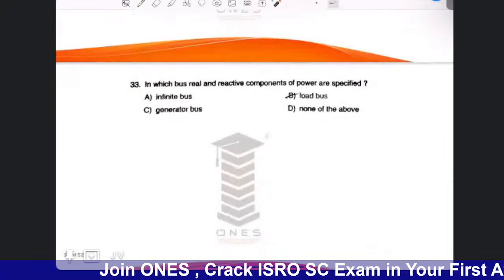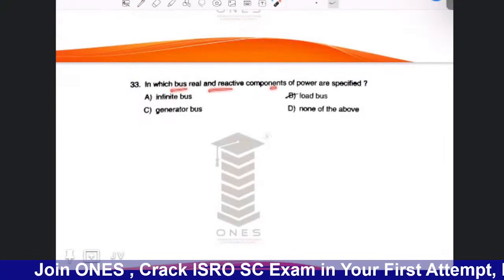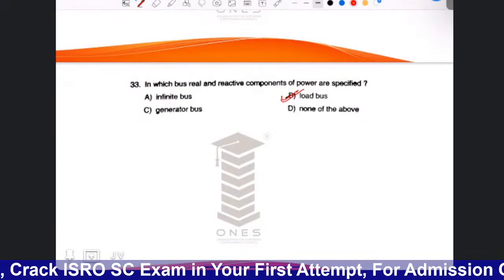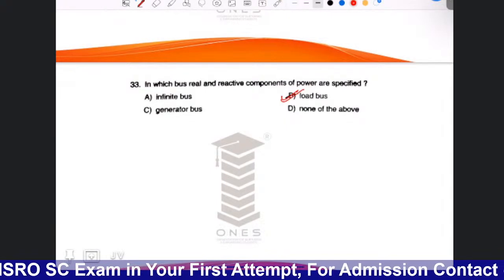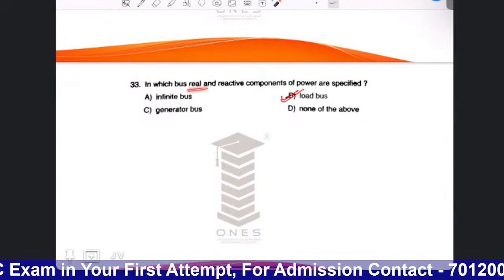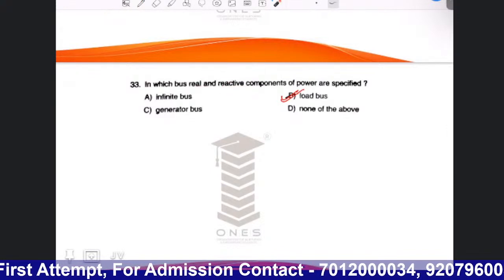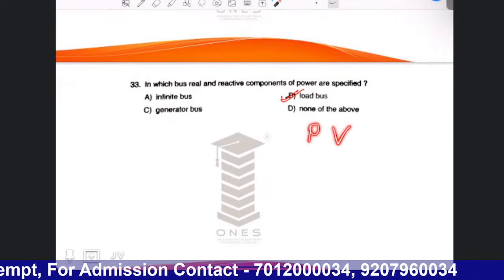Next, in which bus real and reactive components of power are specified? So no doubt it is a load bus. Load bus ഇൽ specified എന്താണ്? It is P and Q. Generator bus ഇൽ specified എന്താണ്? It is P and V.